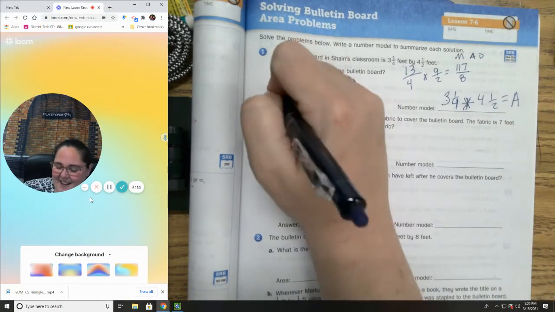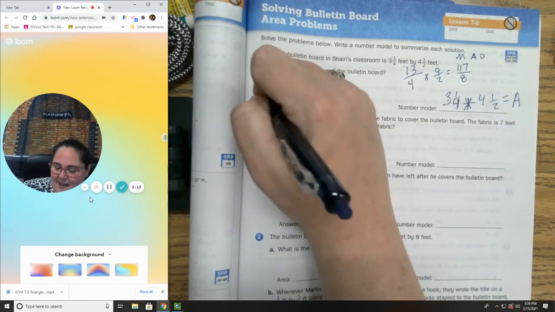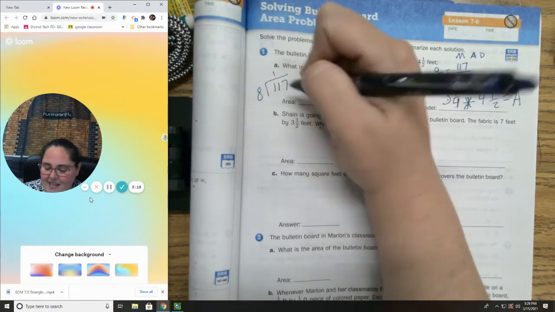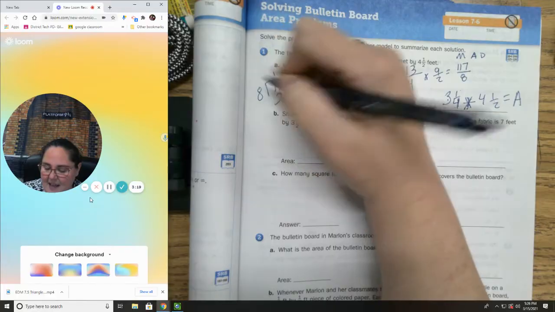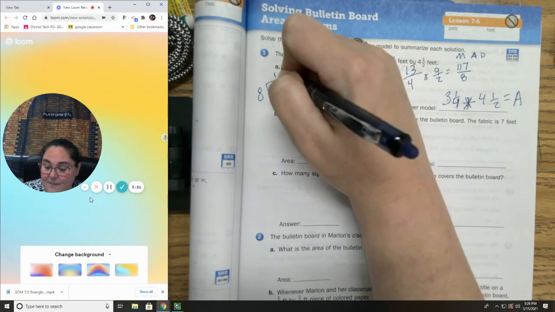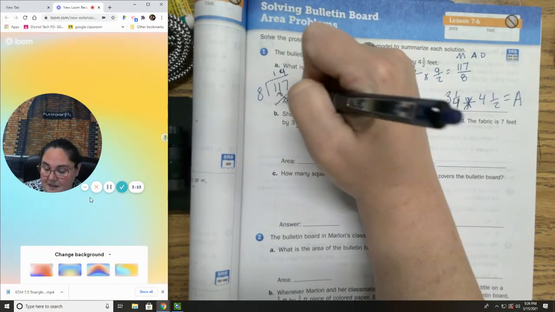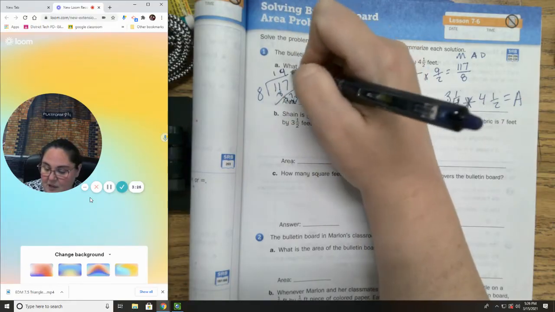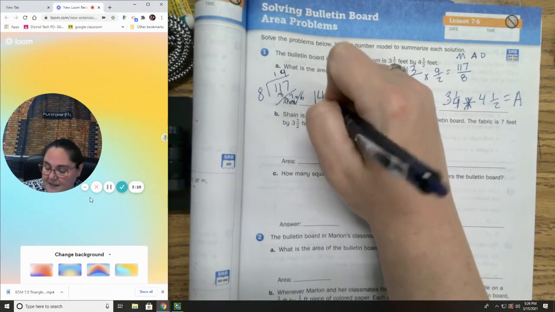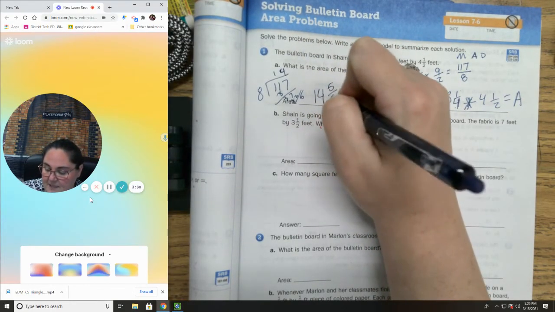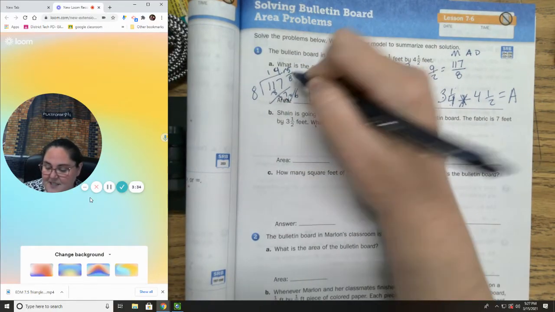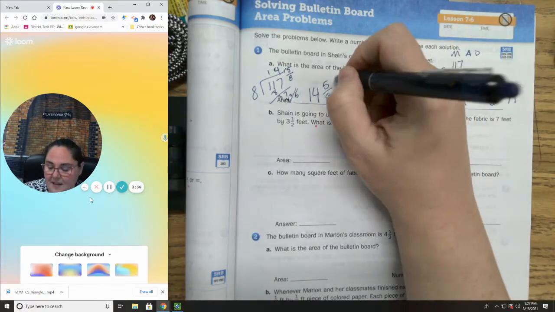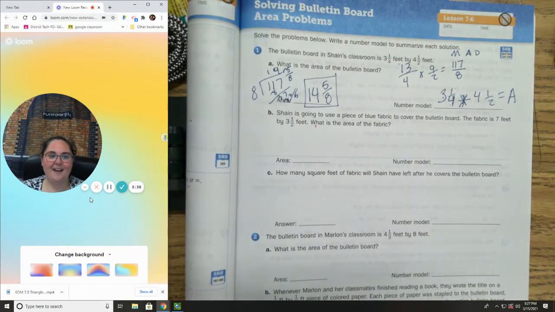Now you have to divide 117 divided by 8. 8 goes into 11 one time with 3 left over. 8 goes into 37 4 times with 5 left over. So your answer should be 14 and 5 over 8. Remember, your remainder goes on the top and your denominator stays the same. That's how I did that problem. 14 and 5/8.